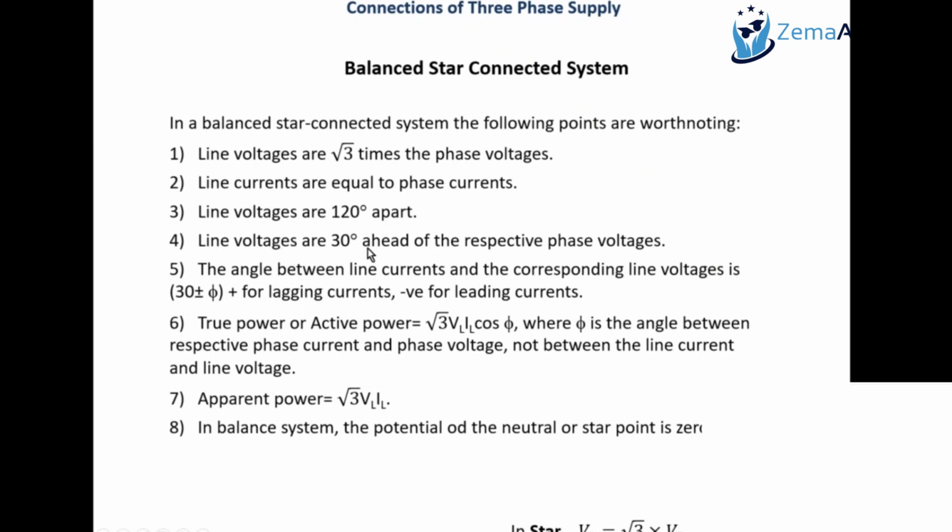Line voltages are usually, by calculation, you don't need to remember it, but it's good to know. Line voltages by calculations are 30 degrees ahead of the respective phase voltages. Now this point number 4, you would realize when you actually do the calculations. The angle difference between the line currents and the corresponding line voltages would be either 30 degrees plus or minus a particular angle. Again, you don't need to remember this point because this comes with practice.